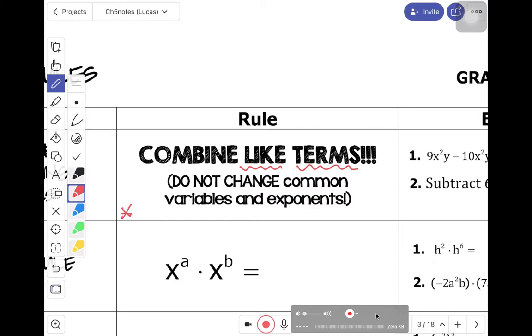You could jot that down real quick in your notes. The exact same variable part. That is the definition of like terms.